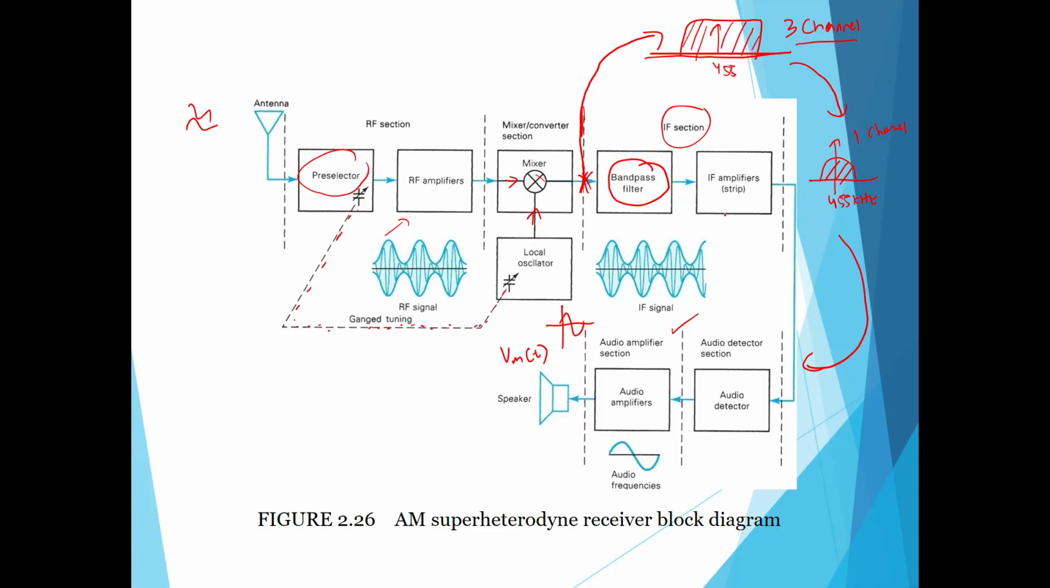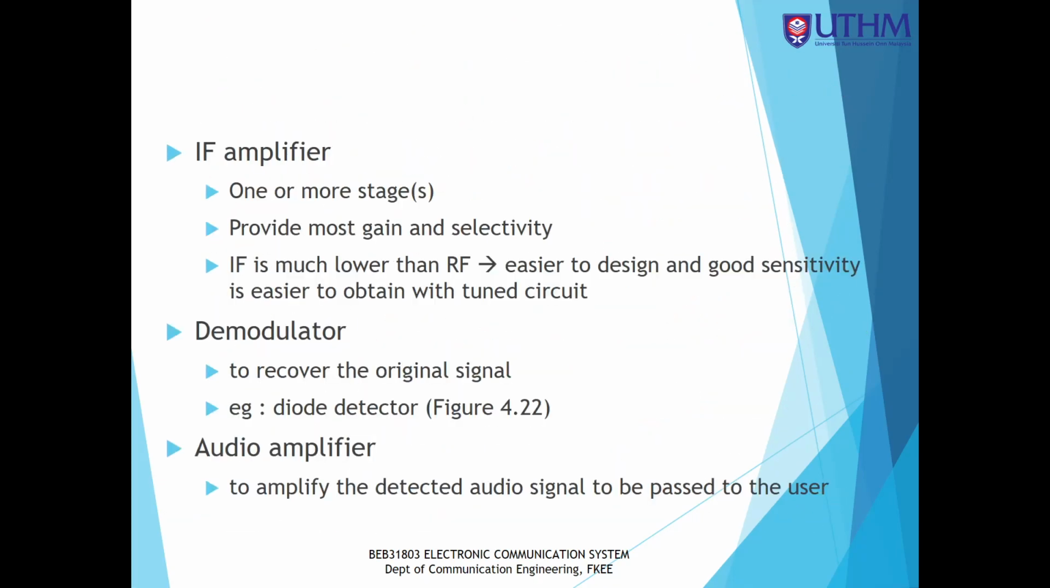Okay, and then we amplify it. IF amplify, we increase the amplitude. And then put it inside the audio detector. We do the demodulation process, and then we amplify the output, and then pass it through the speaker. And this is the IF amplifier. After the IF bandpass filter, we do the demodulation process in the demodulator, and then we amplify the output signal, and then we pass it through the speaker.